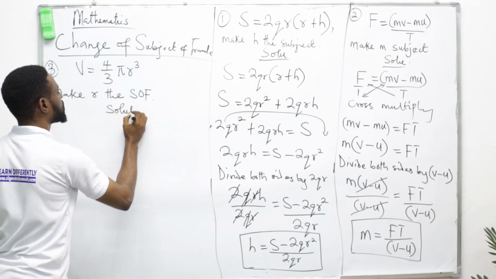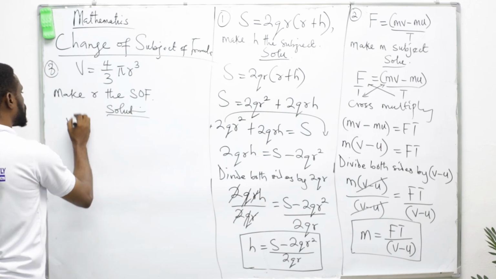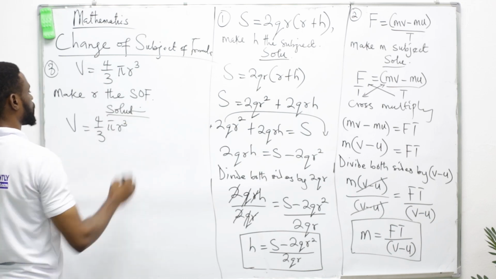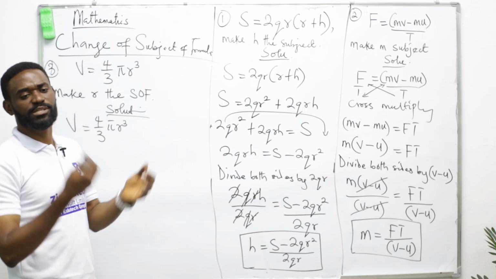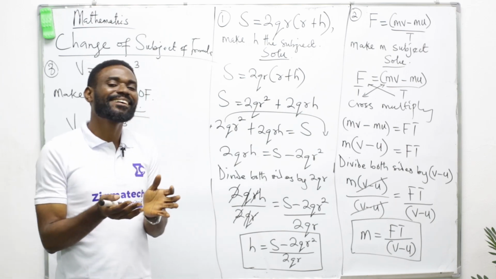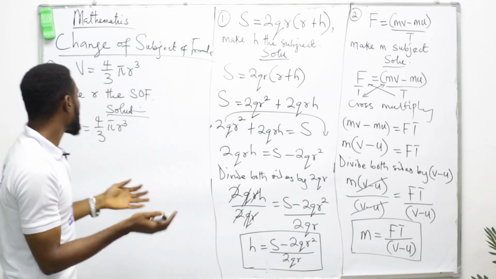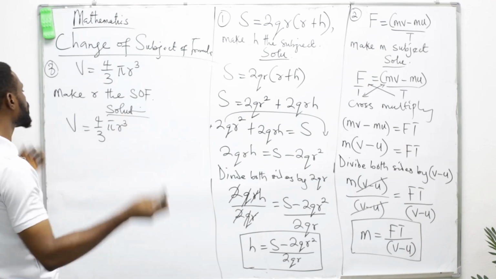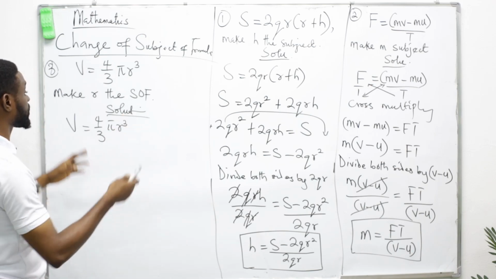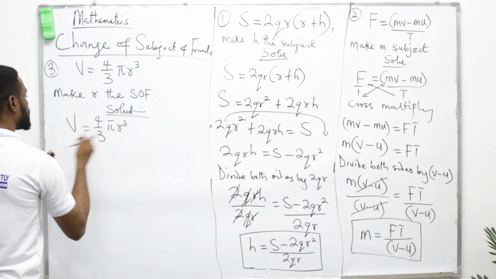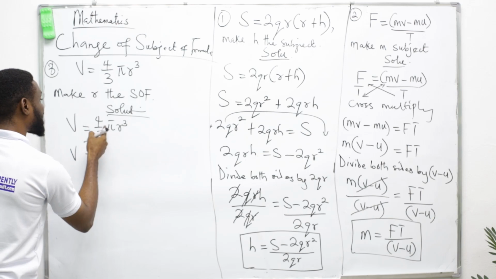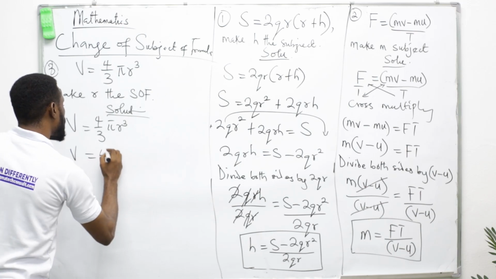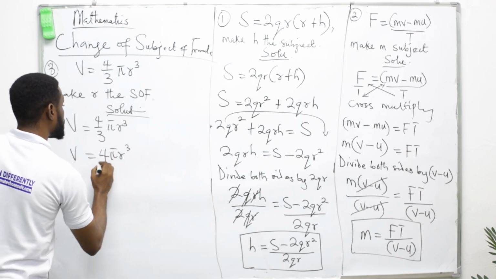So this means put your expression 4 over 3 pi R cube. Remember, what we are concerned about is to make R stand alone. R is with pi and it's also with this 4 over 3. So we want it to stand alone. Remember, this expression means V is equal to 4 times pi is 4 pi, 4 pi times R cube, divided by 3.